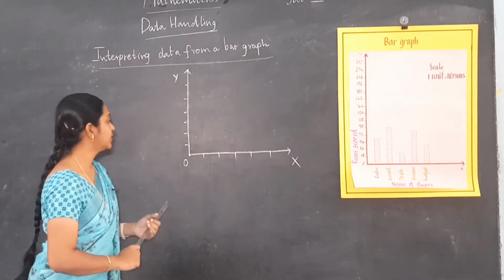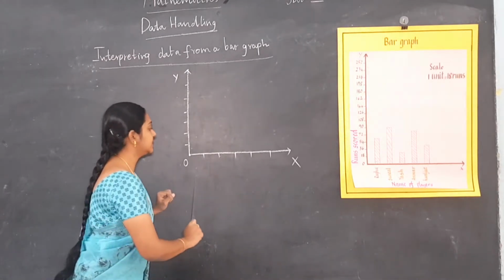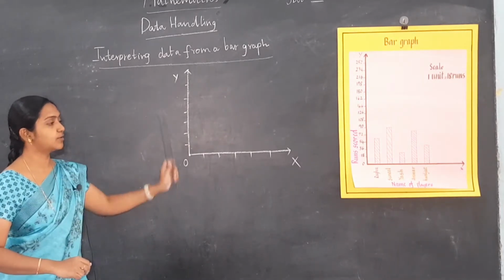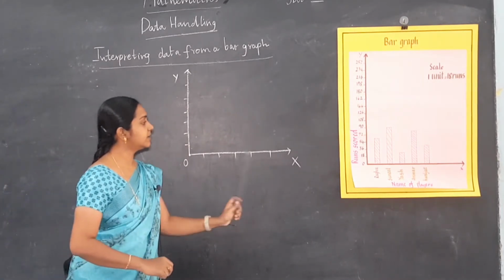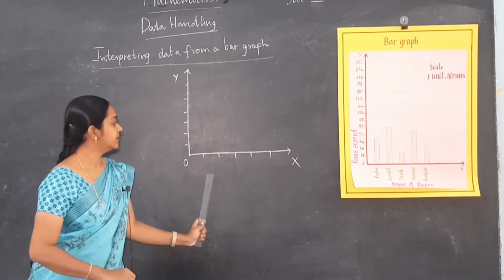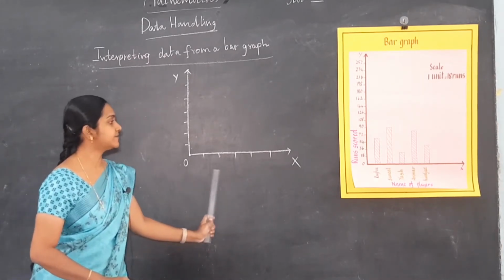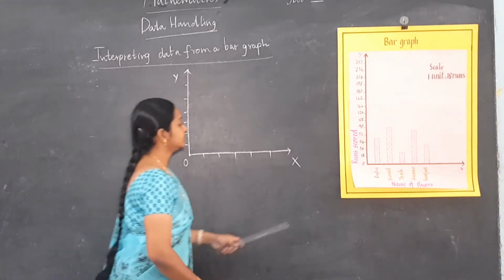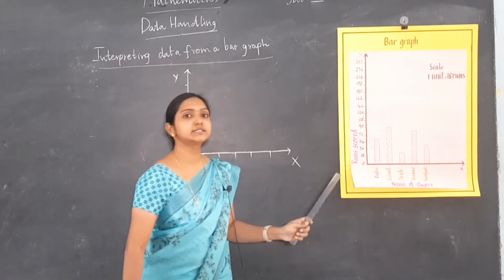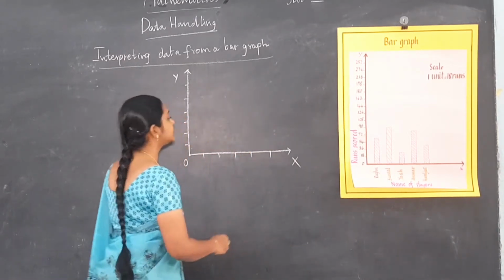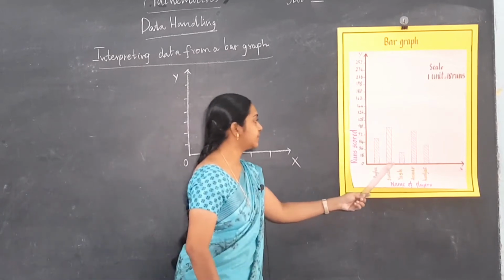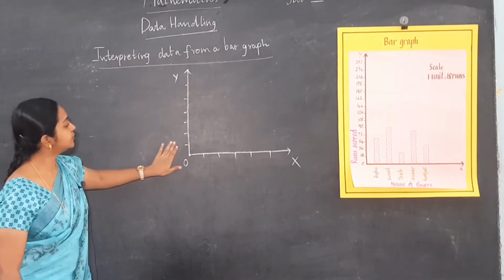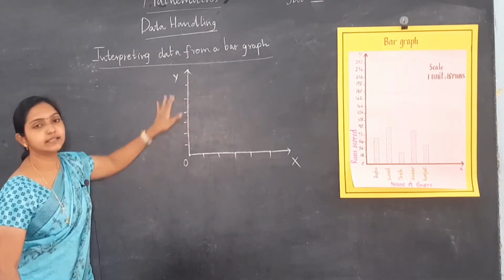Next we have to represent the data here. Here I have written the names of the players and here I have written the runs scored. By using the data we must write the numbers and names here. Next, if Sunil scored 90 runs, from 0 to 90 we have to draw the rectangular bar. Before that we have to write the numbers here.